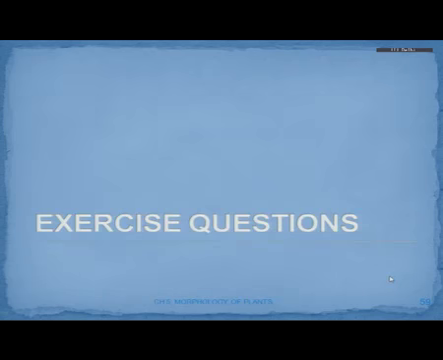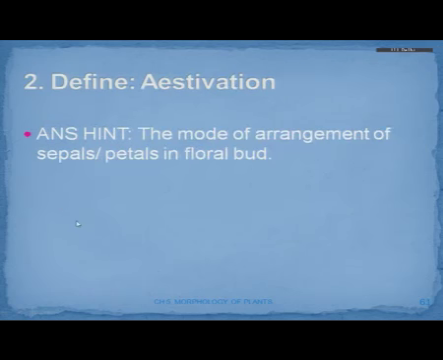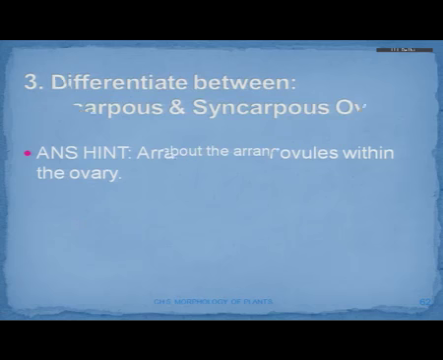With this, we have finished our chapter, and let us now move on to the exercise questions. How will you justify that flower is a modified stem? If you have to frame the answer, please remember that the shoot apical meristem changes into floral meristem, and here the internodes do not elongate, and apex produces different lines of floral appendages at nodes. Similarly, you can try to define estivation and placentation if you follow up the chapter.